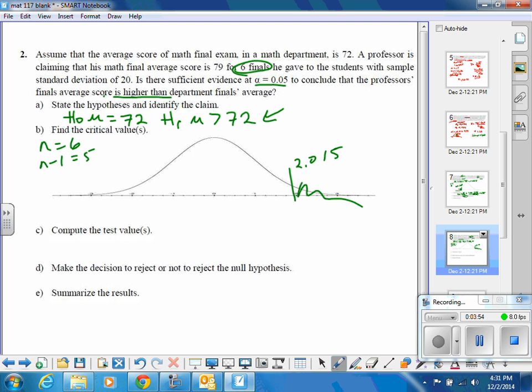Go ahead and compute my test value. I get 79 minus 72 all over 20 divided by the square root of 6, which is equal to 0.857. That does not fall into the danger zone, so we do not reject. If I had to summarize, there's not enough evidence to show that his final exams are higher than the department average. All right.